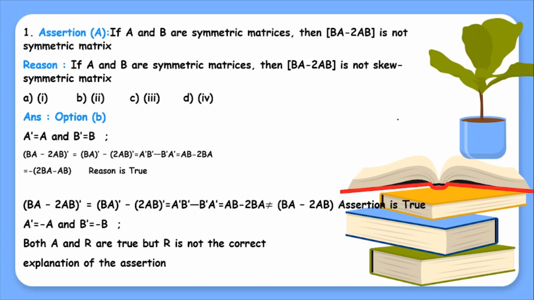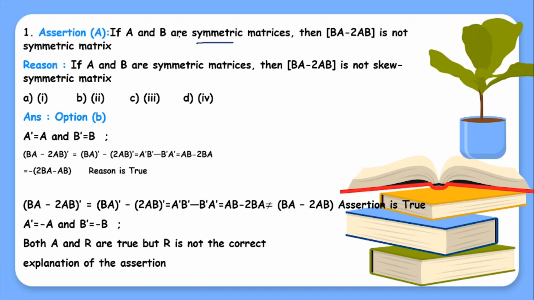See question number 1. Assertion A: if A and B are symmetric matrices, then BA minus 2AB is not symmetric. You are very well aware of what a symmetric matrix is. Symmetric matrix means when you transpose a matrix, the transposed matrix will be the same as the given matrix. That is what a symmetric matrix is.